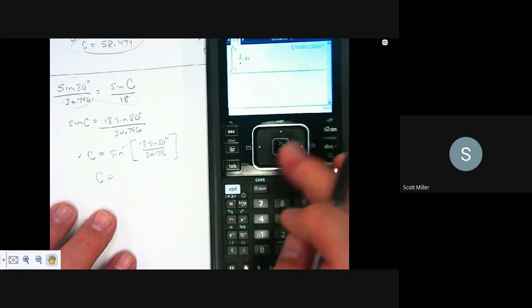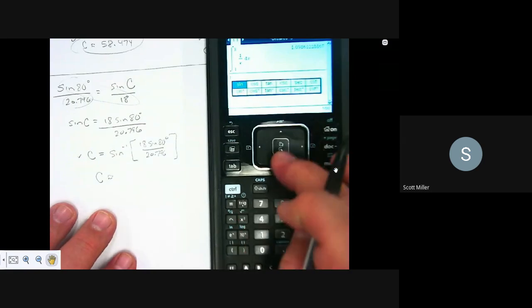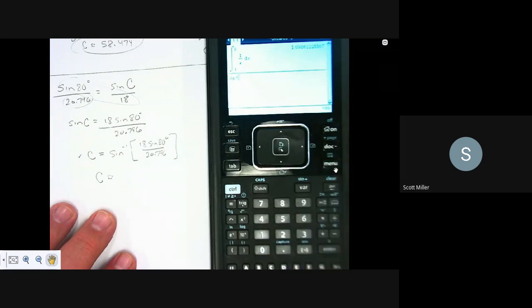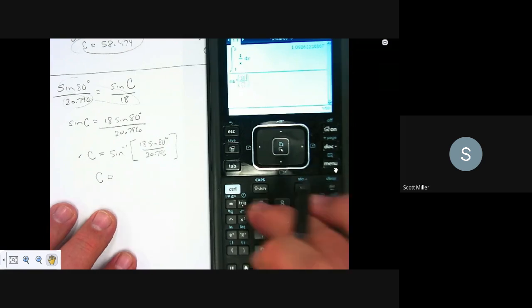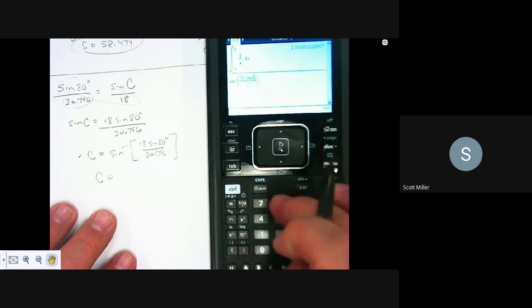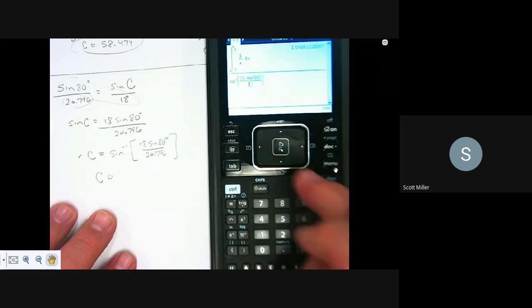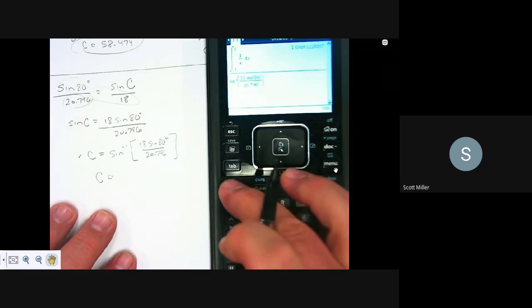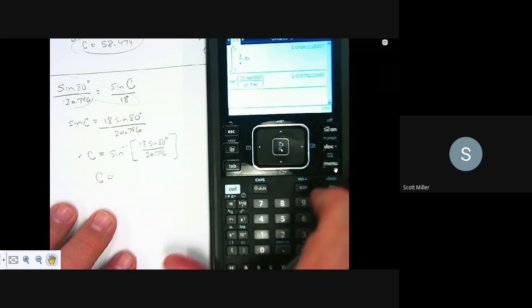And so then I would go trig, sine inverse, do the fraction line, and then I would type 18 times the sine of 80 over 20.796. And control enter gives me, oh, maybe I'm not. Maybe I'm in radian mode. Yep, somehow I went to radian mode. Sorry, my apologies. Let me fix that real quick.